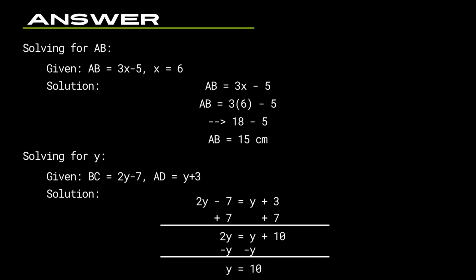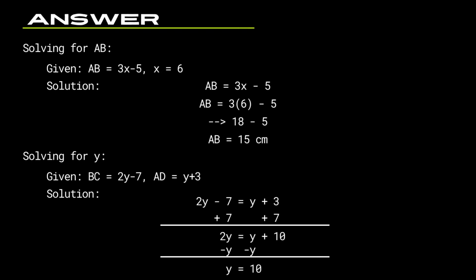So first, we substitute 6 for the value of x in the equation, which will now be AB is equal to 3 multiplied by 6 minus 5. Then we simplify, which leads us to 18 minus 5. And then simplify again to finally get the length of AB, which is 15 centimeters. Next, solving for y.